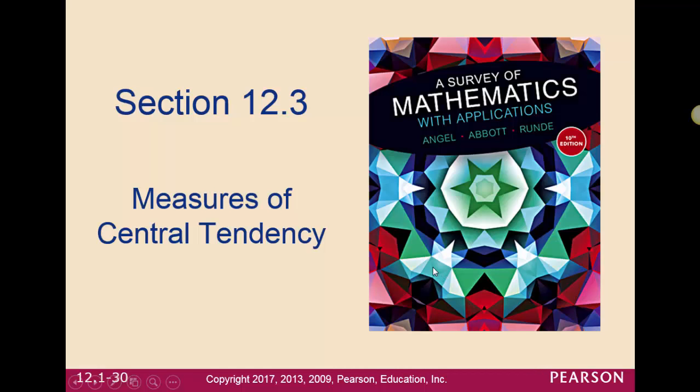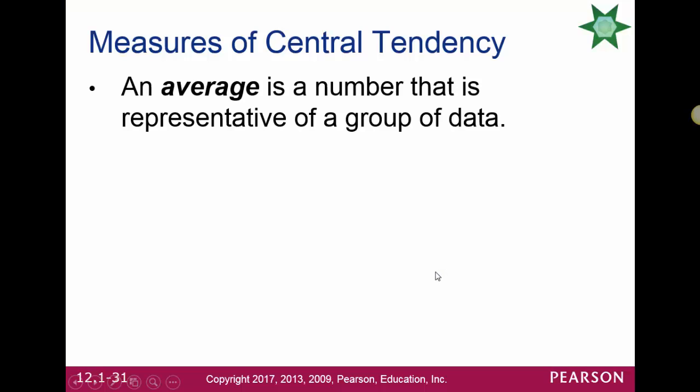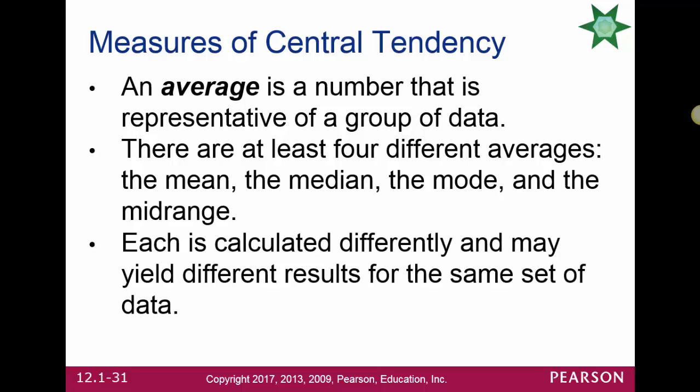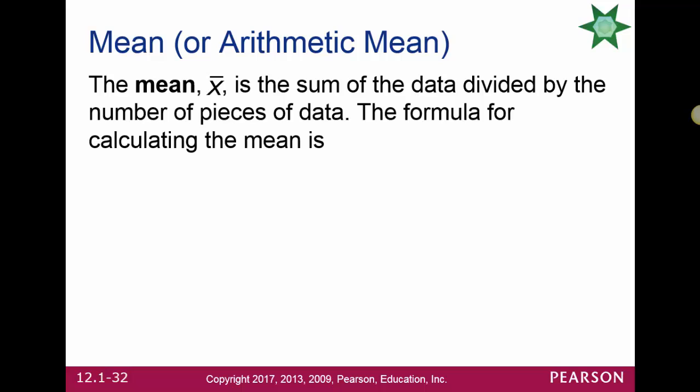And then the last section we're covering this week is the measures of central tendency. The average is a number that is representative of a group of data, and there's a lot of different averages that can be used. The mean, the median, the mode, the mid-range. Each one is calculated a little differently and may yield different results for the same set of data.